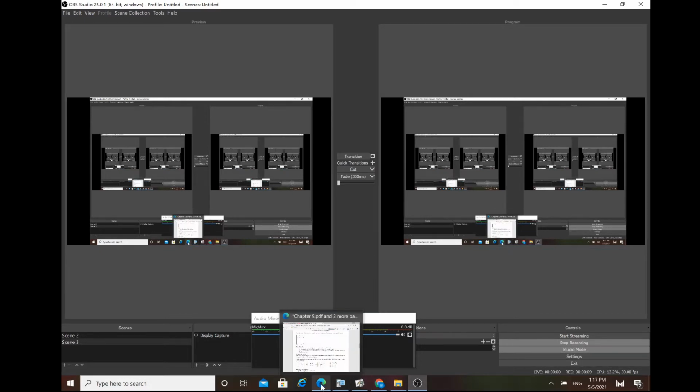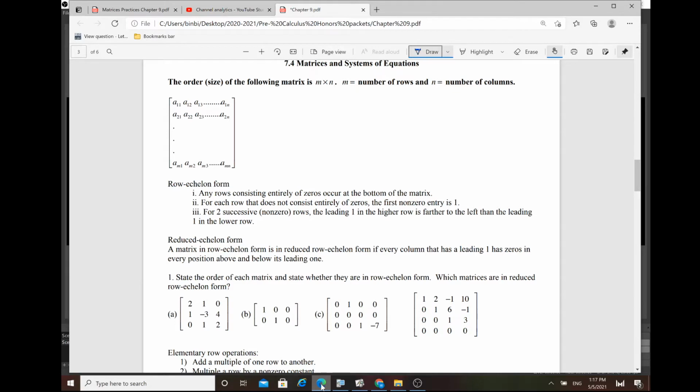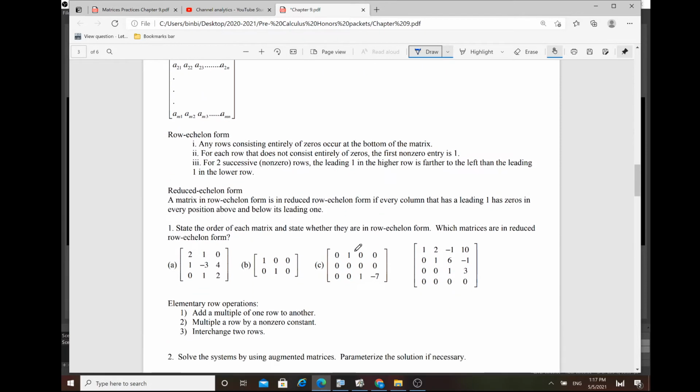Okay, so today we would like to talk about section 9.4. This one is showing section 7.4, matrices and systems of equations. It is the same as the sections from the James Stewart Pre-Calculus. So in section 9.4, we'll talk about some of the main topics such as the row echelon form, the reduced row echelon form, and also we'll get into the elementary row operations to find the simplest form for the augmented matrices.